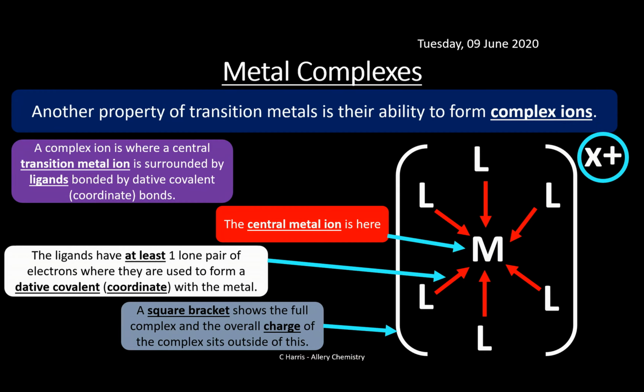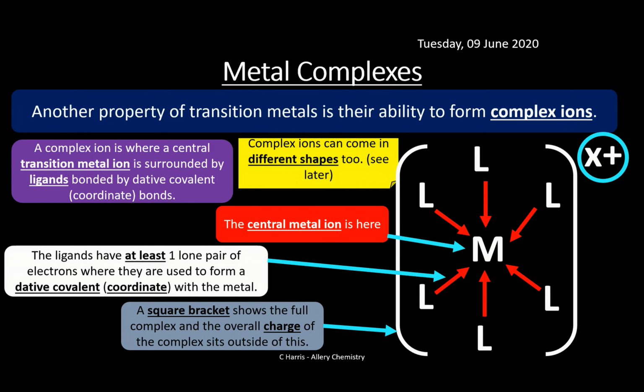Okay, so complex ions can come in different shapes as well, but we'll look at the shapes of these complexes a little bit later on. So as long as you're aware of what a complex is, that's basically a complex. It's like a big molecule with a metal ion in the middle, and we've got ligands, and L stands for ligands, which go around, and actually that's what we're going to look at now, what these ligands are.